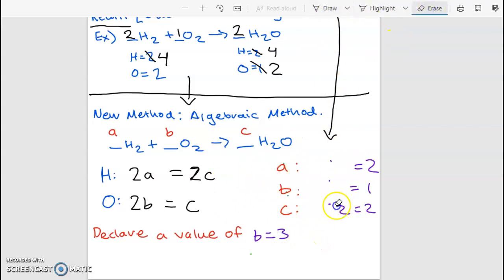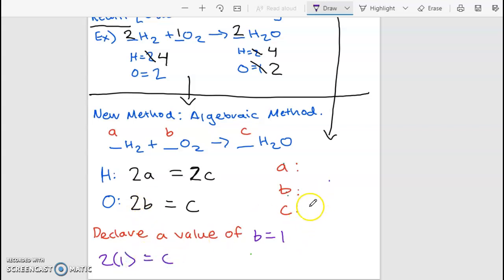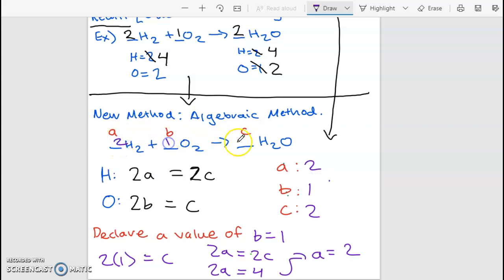You're essentially assigning a value to any variable of your choosing. Let's say if I made b is equal to 1, right? If b is equal to 1, 2 times 1 is equal to c. So c would be equal to 2, and b is equal to 1. 2a is equal to 2 times c, but we said c was equal to 2, which is 4, so 4 is equal to 2a. And a would therefore be equal to 2. And that works. 2, 1, 2.